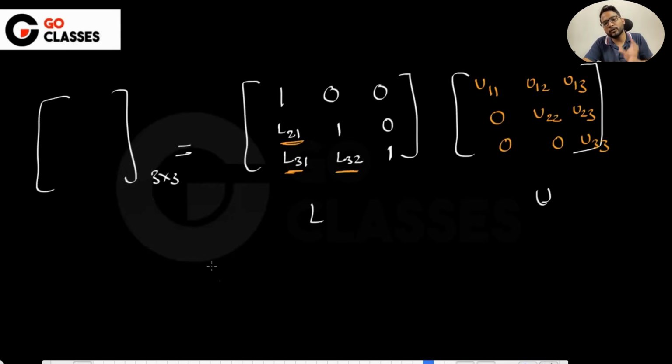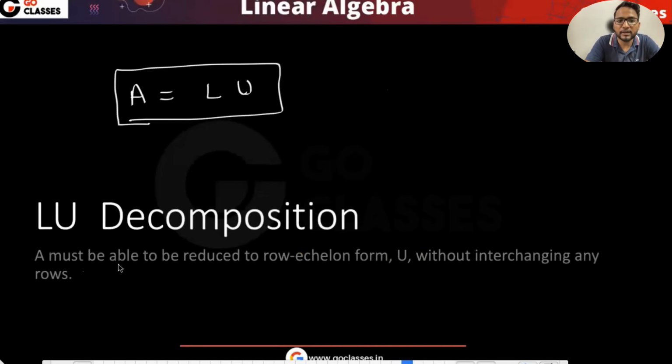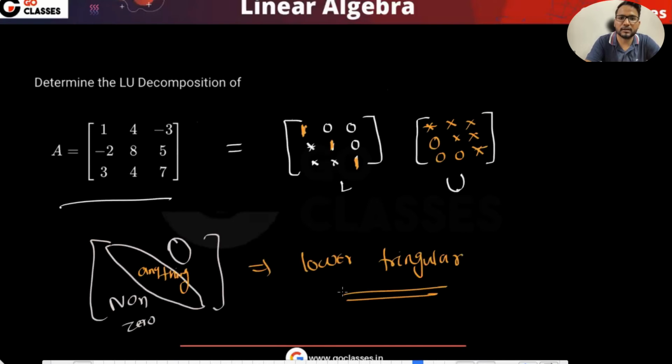The idea is clear: we want to divide this matrix into two parts, L and U. The division is not always possible. The division is only possible, and I will tell you one condition, when you can reduce A, if you're starting with A, into a row echelon form without any row exchange. Let's just work with an example, and then you will get it.